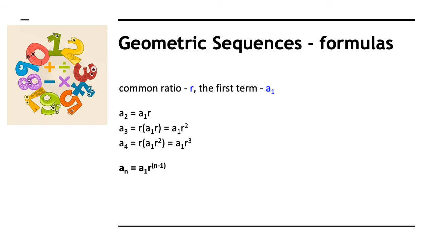At each stage, the common ratio was raised to a power that was 1 less than the index. Following this pattern, the nth term, a sub n, will have the general form a sub n equals a sub 1 times r to the power of n minus 1.